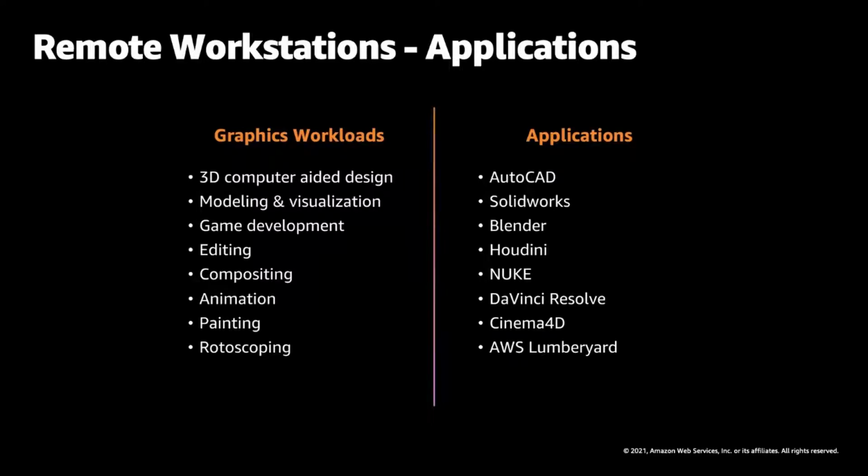Other examples of graphics workloads for customers in the gaming industry are game rendering or game development through character creation and scene creation. For those customers, we support many applications like Unreal, Unity, Cinema 4D, and AWS Lumberyard. And as a last example, for those customers in the media and entertainment industries, they can use G4AD for remote workstations for things like compositing, animation, painting, and rotoscoping through applications like Blender, Autodesk Maya, and VRED, Houdini, and DaVinci Resolve.